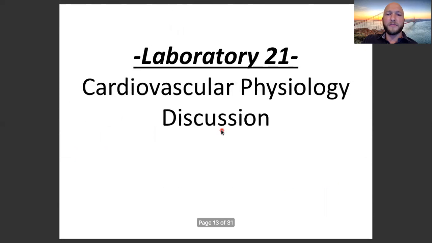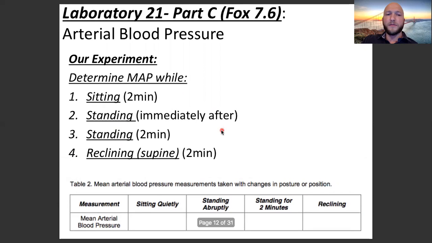Hypothesize. All right. So while you're loading the next video, hypothesize. Which one's going to have the highest blood pressure? Which one's going to have the lowest MAP?